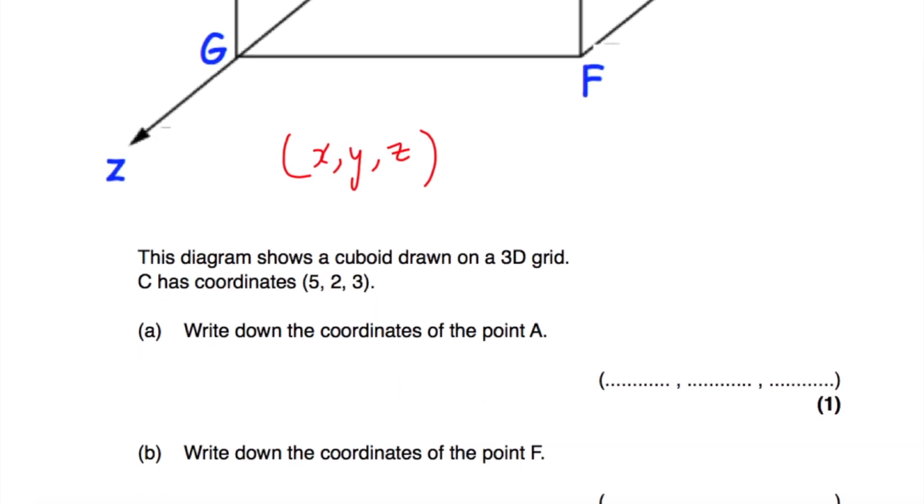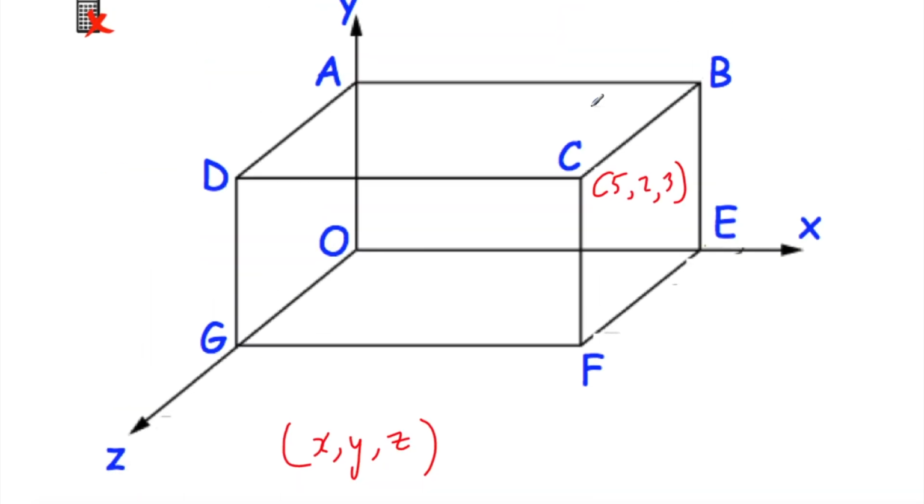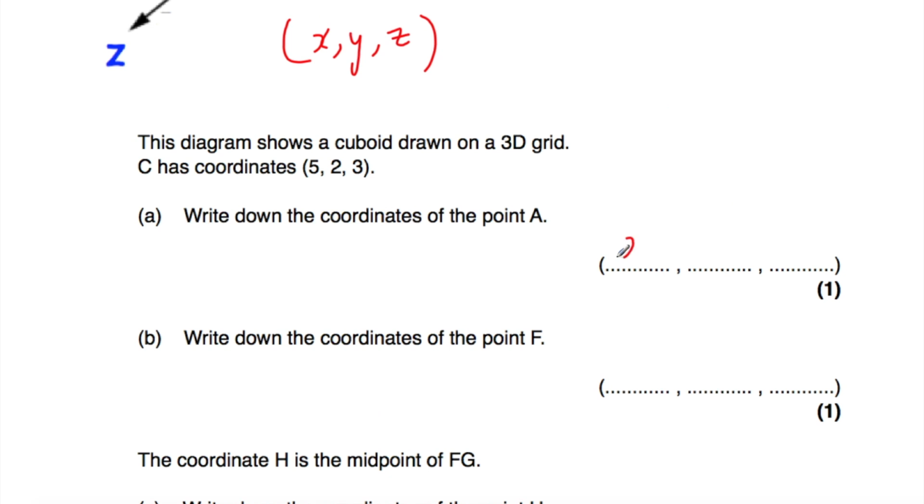Okay, so part A says write down the coordinates of point A, so that's this point here. So we wouldn't be moving across in the x-axis direction. We're going to be moving up 2 in the y-axis direction because it's in line with C and B, so that is 2 up in the y-axis direction. And it's not going to be moving forward in the z-axis direction, so it'll be 0, 2, 0. That's the coordinates of that point, 0, 2, 0.